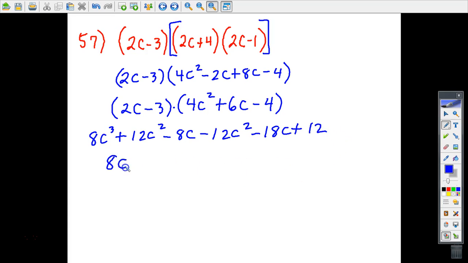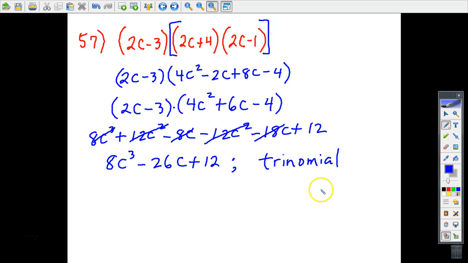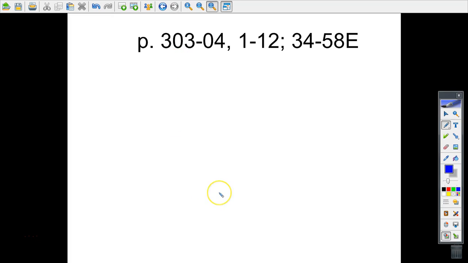Combine like terms. There's only one cubic term. There's two quadratic terms, but as you can see, they're going to cancel each other. 12 minus 12 is 0. Negative 8c minus 18c is negative 26c. And then finally, we're left with this constant plus 12. So that's the standard form, and we're supposed to classify by the number of terms, and that would be a trinomial. Okay, so that's the assignment for this lesson, and let me know if I can help you.